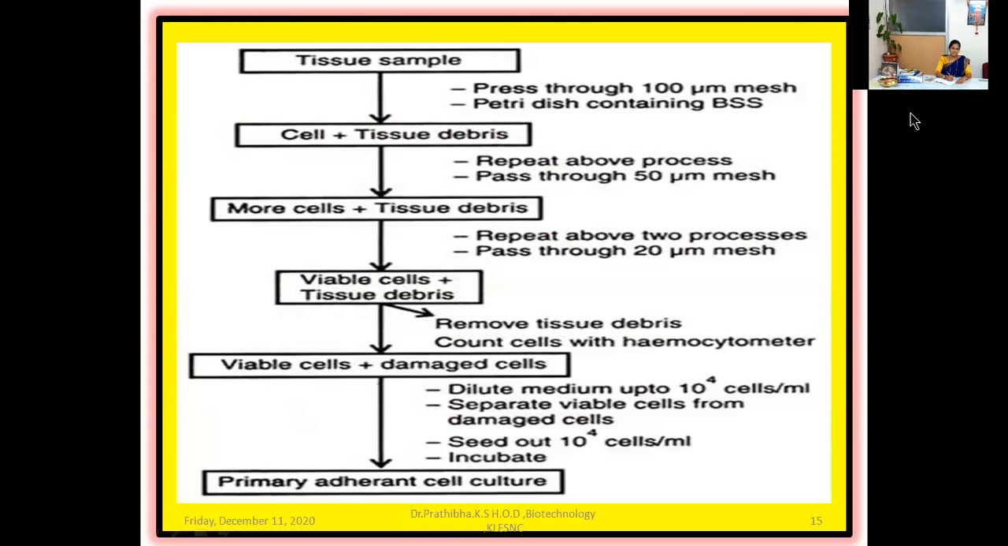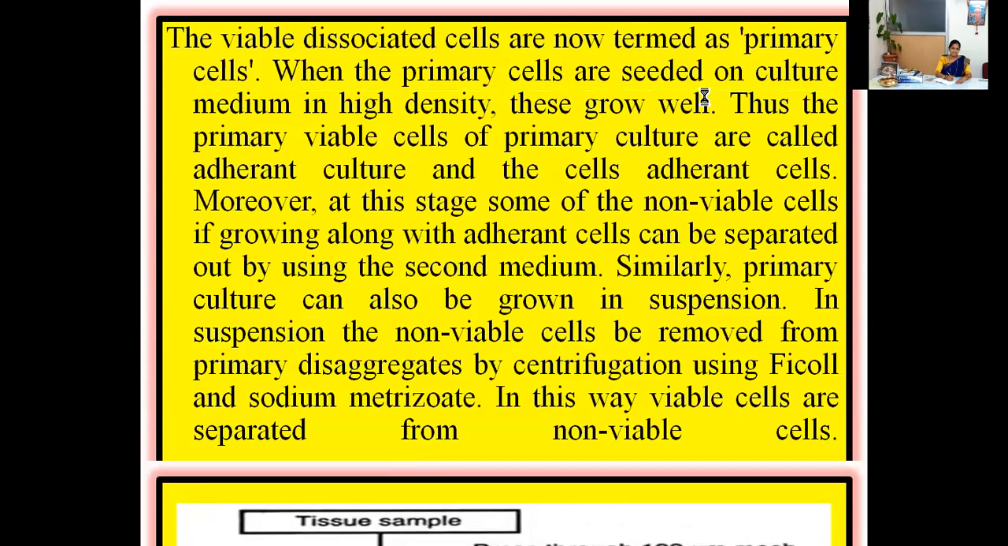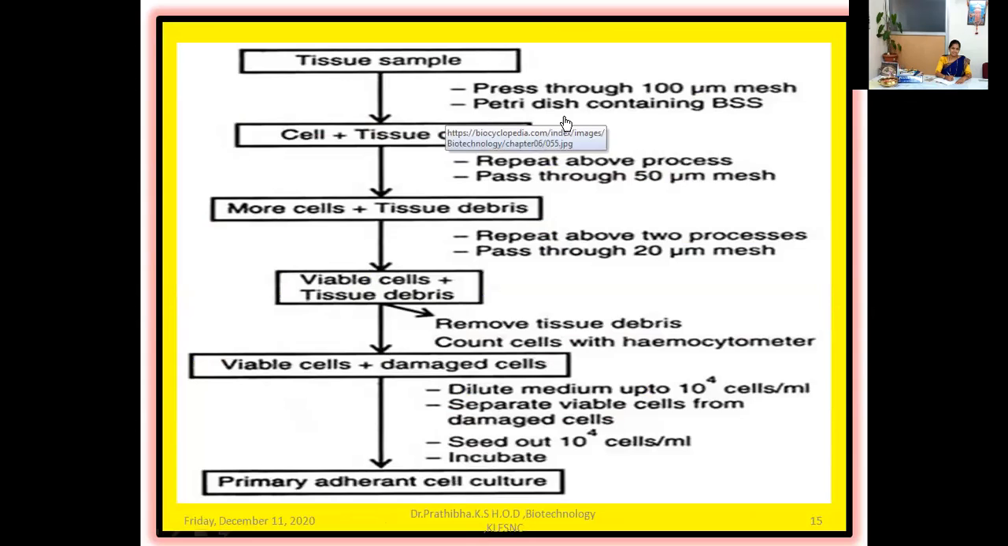Here you could see the flow chart of the mechanical tissue disaggregation. First, we take the tissue sample, then press through 100 µm mesh into a petri dish containing BSS, which you use for further extraction. Then cells plus tissue debris, repeat the above process, then pass through the 50 micrometer mesh. Once you get more cells plus tissue debris, repeat the above process by passing through the 20 micrometer mesh, then viable cells plus tissue debris, remove the tissue debris here, and count cells with a hemocytometer.